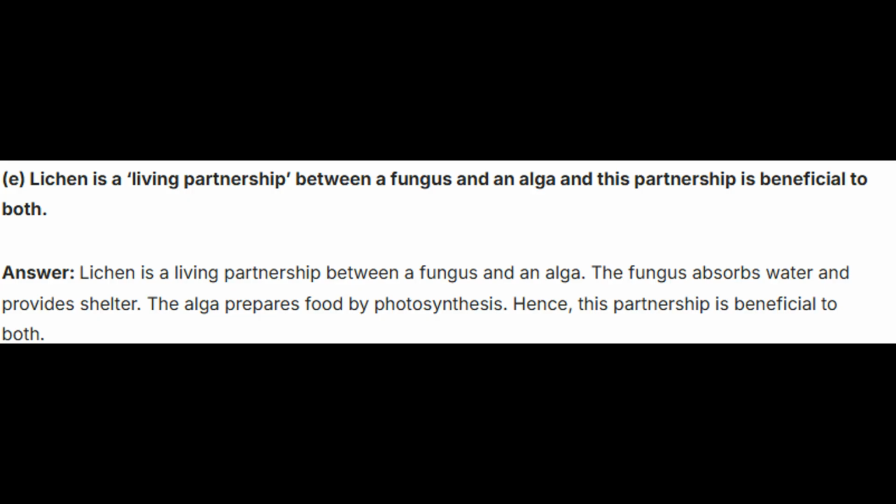E. Lichen is a living partnership between a fungus and an alga, and this partnership is beneficial to both. Answer. Lichen is a living partnership between a fungus and an alga. The fungus absorbs water and provides shelter. The alga prepares food by photosynthesis. Hence, this partnership is beneficial to both.